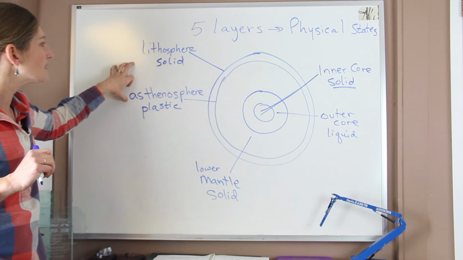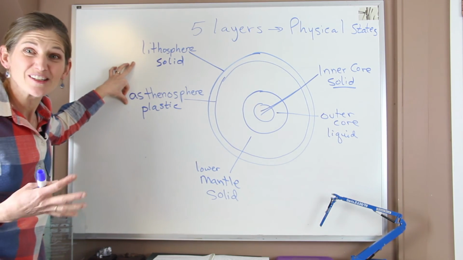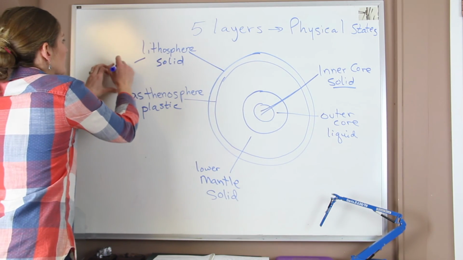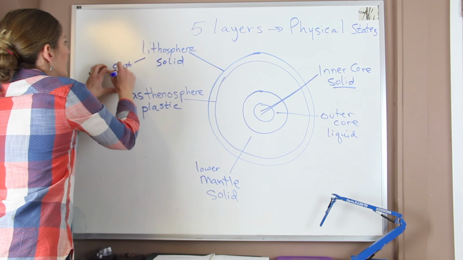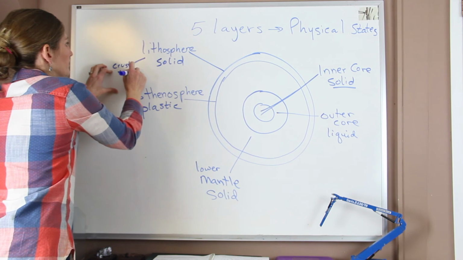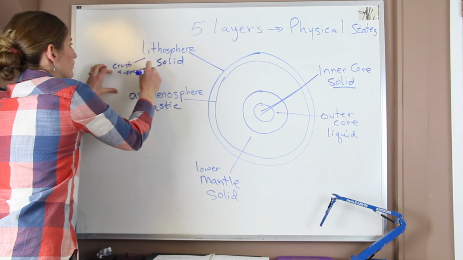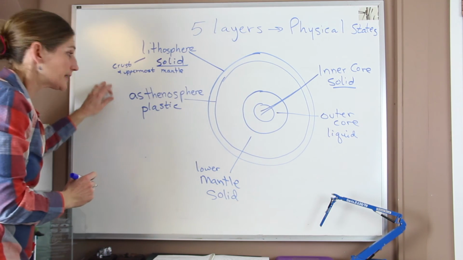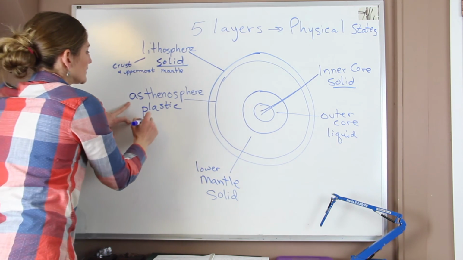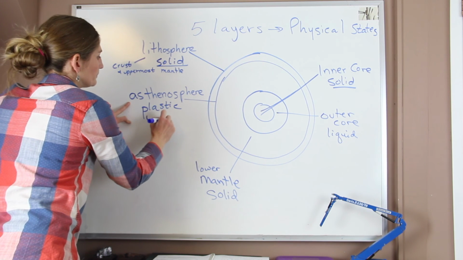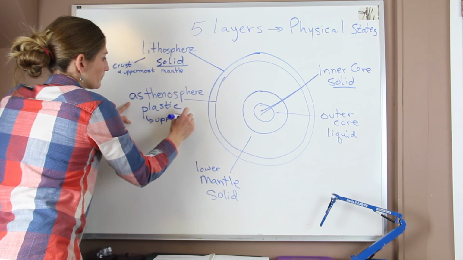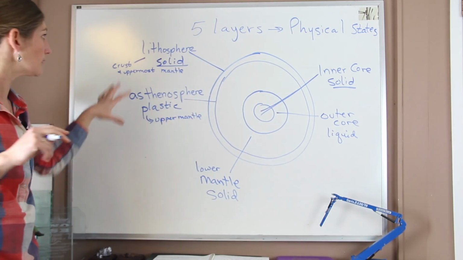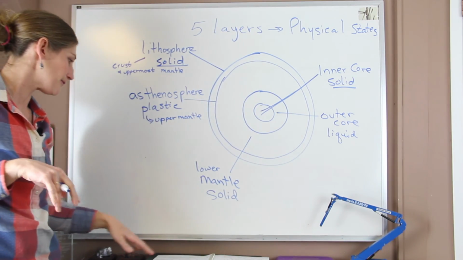So now you might be wondering, how is this different than the crust? Well, the lithosphere is actually the crust and the uppermost mantle. And again, remember, it's solid. The asthenosphere is also upper mantle, but it's just this little tiny squishy layer that the lithosphere is riding on top of.